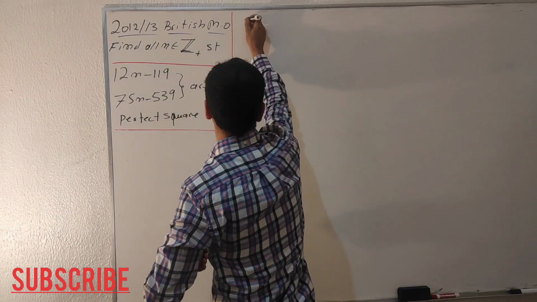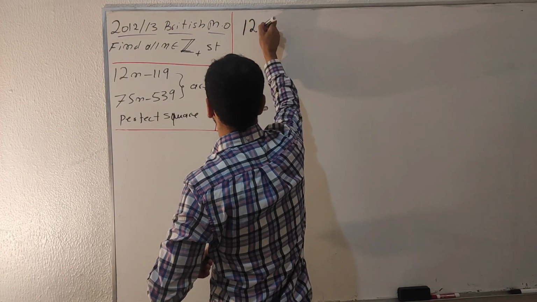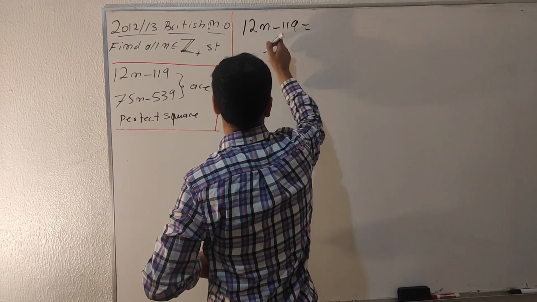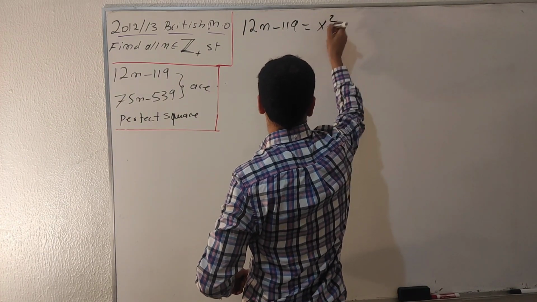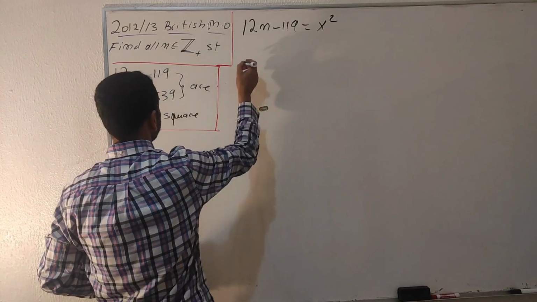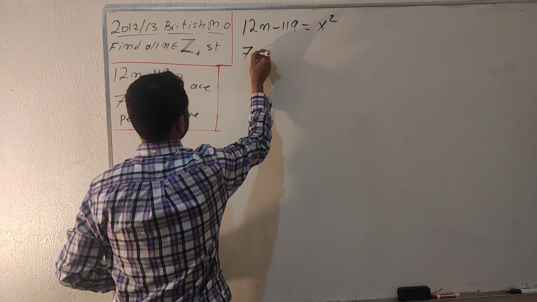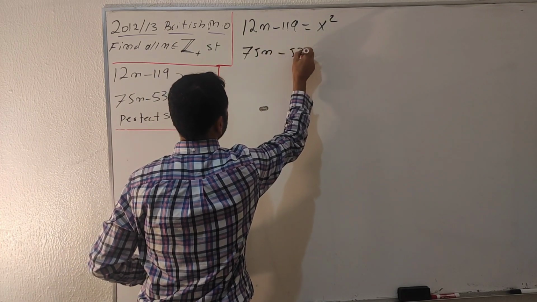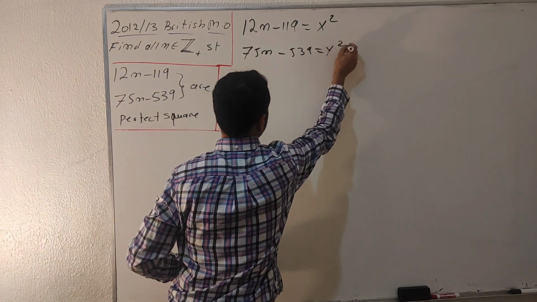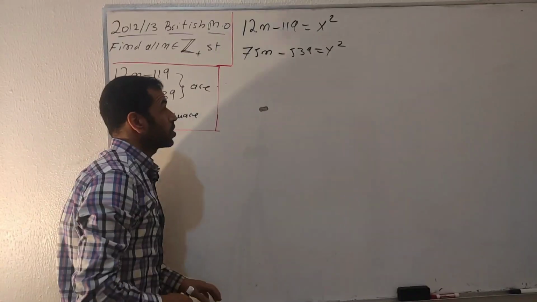So we have these two equations. 12n minus 119, we are saying this one is a perfect square, so it is going to be written in the form of x squared. The second one will be the same thing: 75n minus 539 equals y squared.